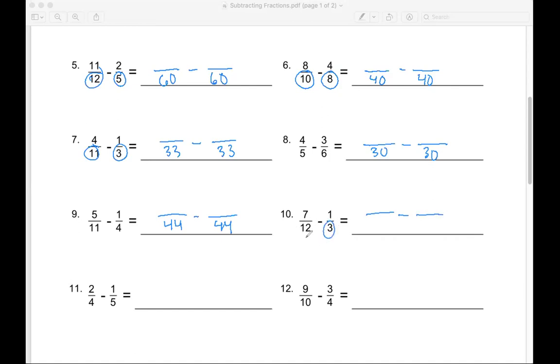Well, 3 hits the 12. 3 hits 12, right? So 12 is going to be it. And then 5 and 4 is going to be 20s. We did that one earlier. And how about 10 and 4? 40. 40 would be the easiest, and you can use 40.